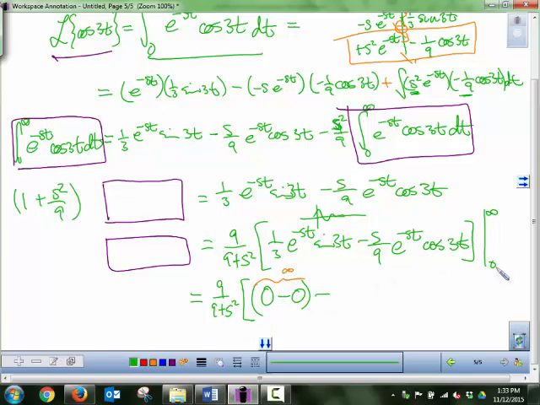And then let's put 0 in. E to the 0 is 1. Sine of 0 is 0, so this goes away. And 0 in for t is e to the 0. Cosine of 0 is what? Cosine of 0 is 1. So I think that'll have to stay.